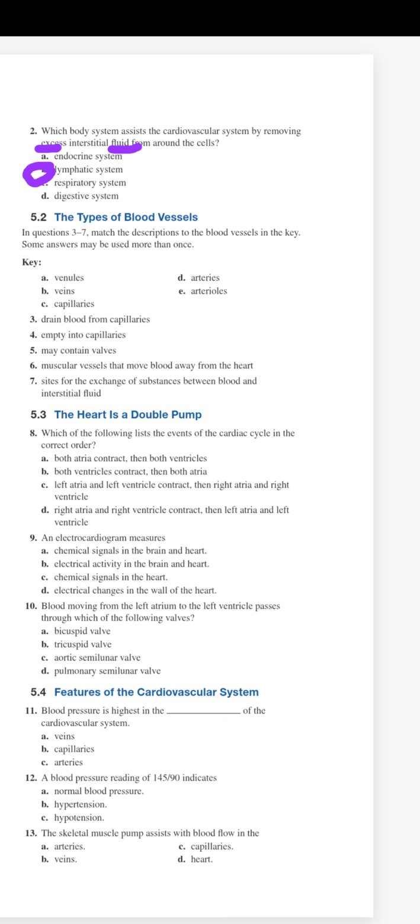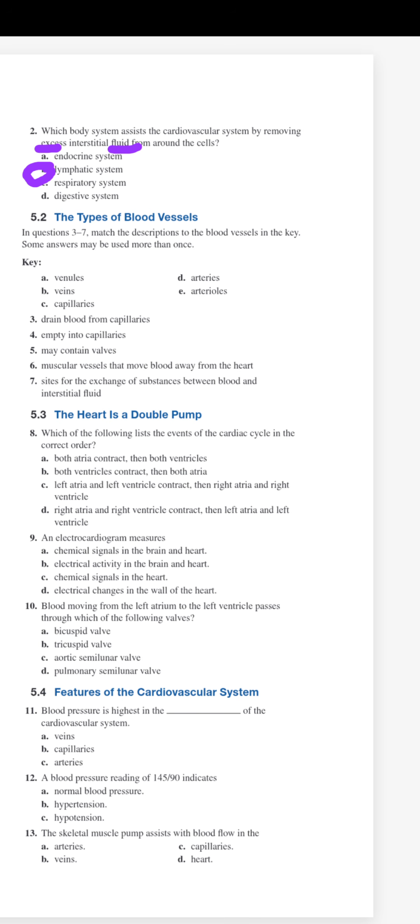Let's see. For questions 3 to 7, I have these options A to E: venules, which I like to call the transition between a capillary and a vein. Same thing with arterioles, the transition from an artery to a capillary. Arteries and veins, we already know them. Capillaries, we know them. So let's see.